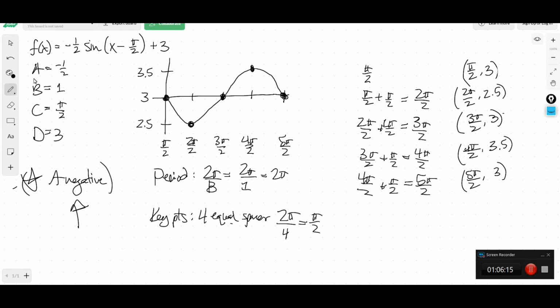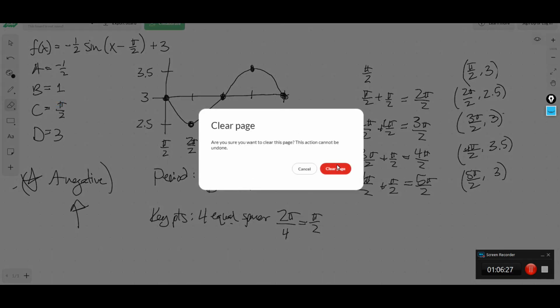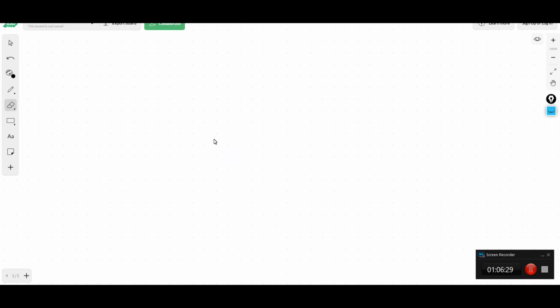Anyway, so let me clear this. I would take note of anything you like before I erase it. So pause it if you need to. All right, I'm going to clear it now. Clear the page, and let's do one more example. Oh yeah, we need to do a tangent example.